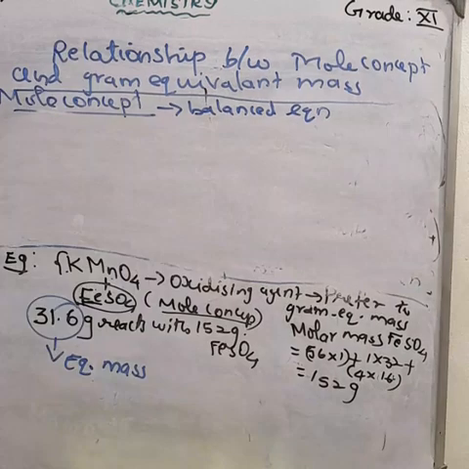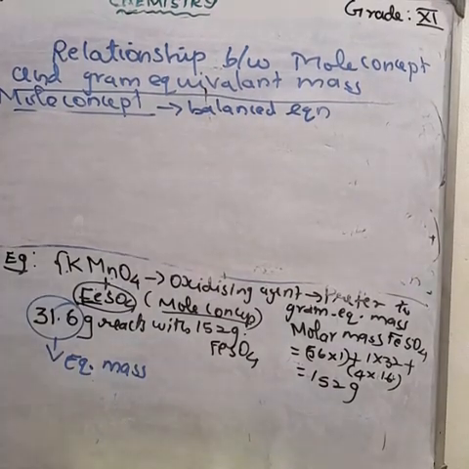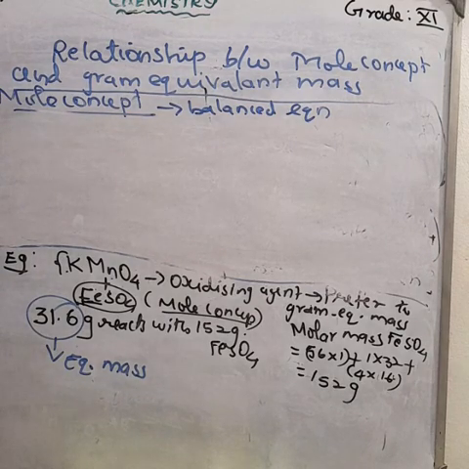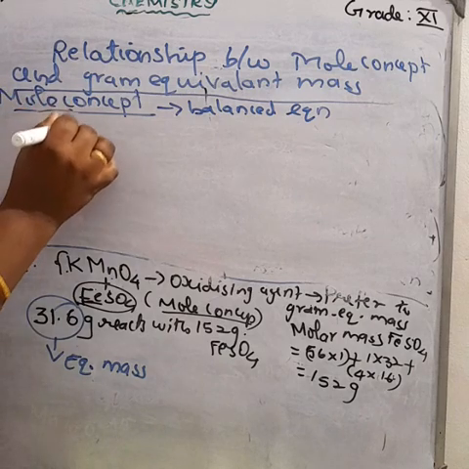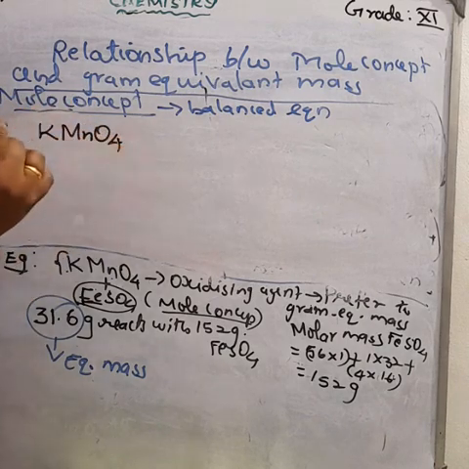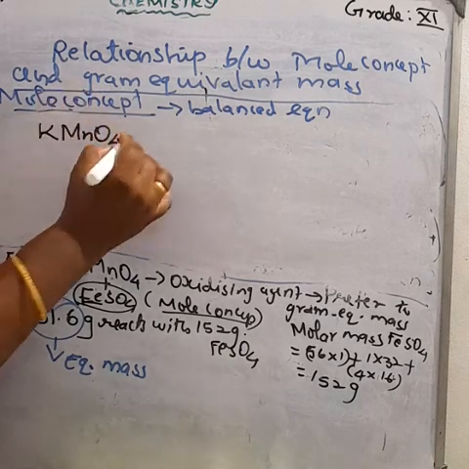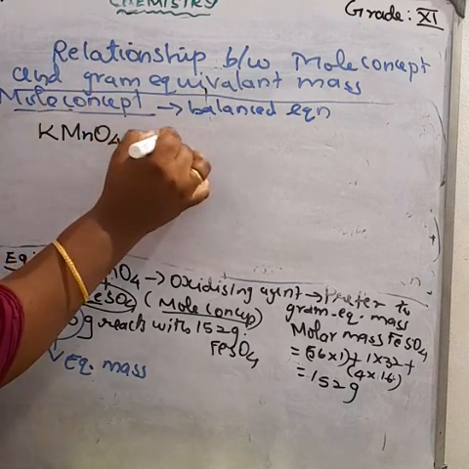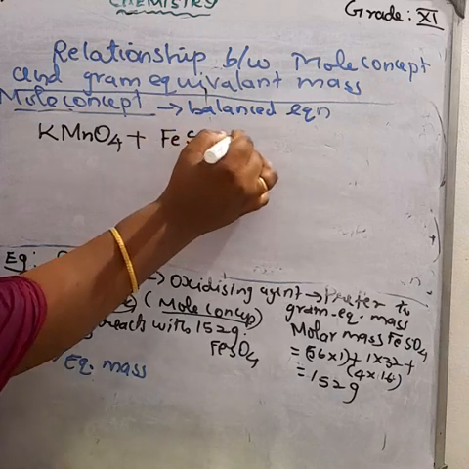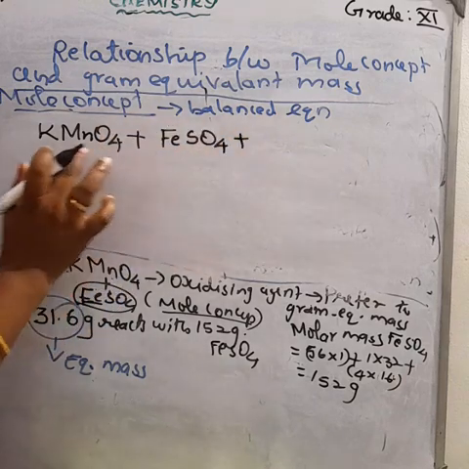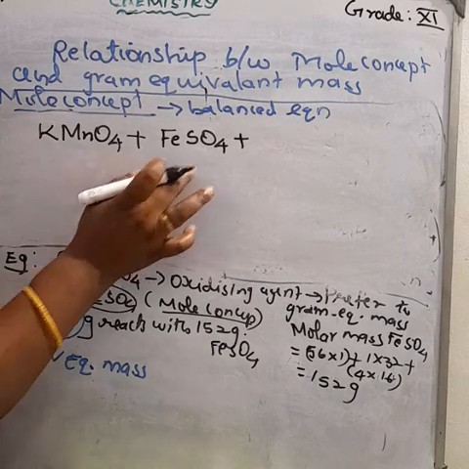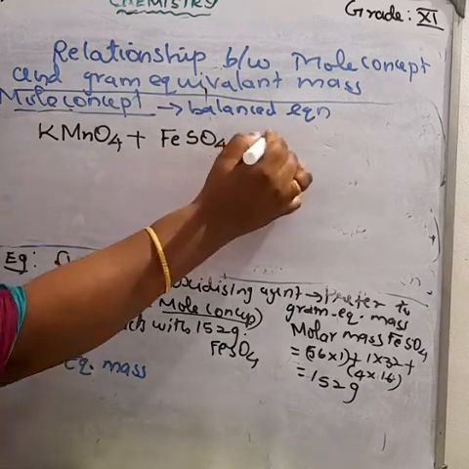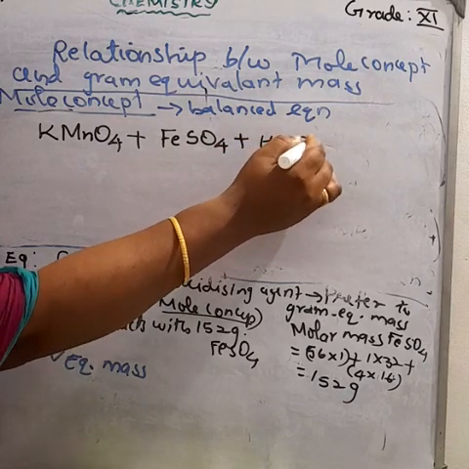Based on the mole concept, we have to write the balanced reaction between potassium permanganate and ferrous sulfate. Potassium permanganate, that is KMnO4, reacts with FeSO4, ferrous sulfate. Potassium permanganate is one of the oxidizing agents, so this reaction takes place in acidic medium. Acidic medium means sulfuric acid reacts here.